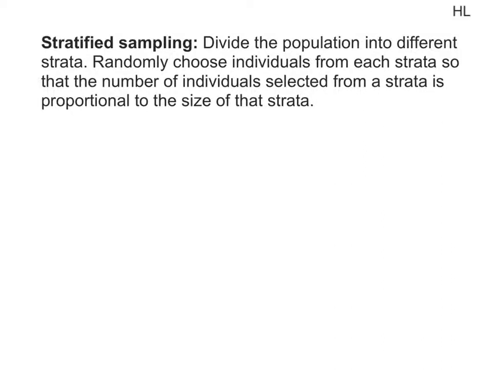The next type of sampling is stratified sampling. In stratified sampling, we divide the population into different groups or strata based on some variable, for example, gender, where we have a strata made up of males and a strata or group made up of females. We then select items or individuals at random from each strata so that the number of individuals selected from each strata is proportional to the size of that strata.